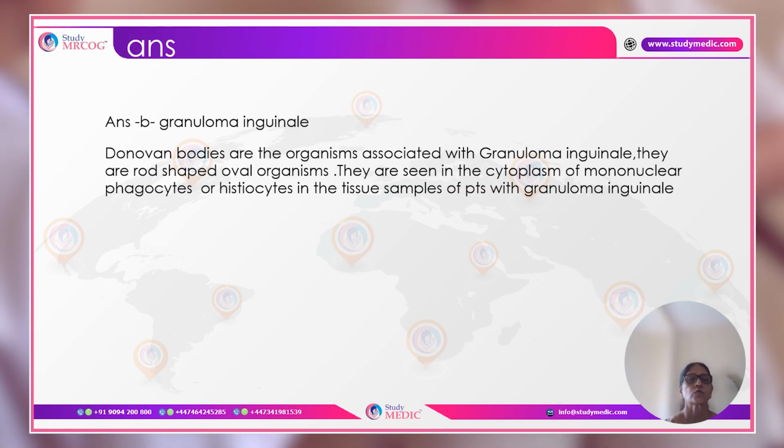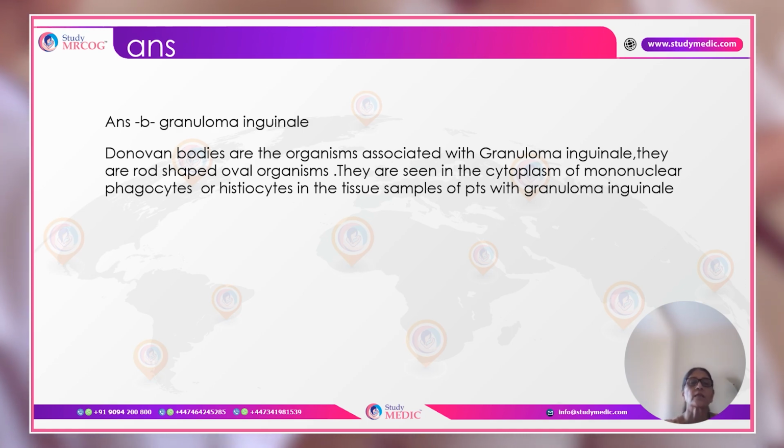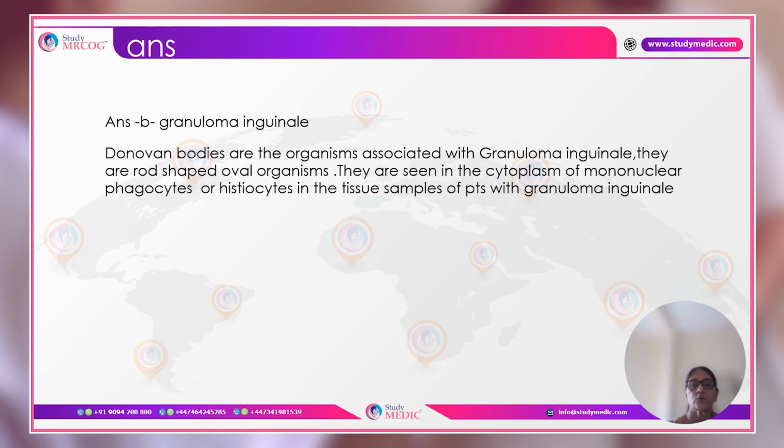So the answer is granuloma inguinale because Donovan bodies are basically the rod shaped oval organisms that you will see in the cell. These are seen in the cytoplasm of mononuclear phagocytes or histiocytes in tissue samples of patients with granuloma inguinale.